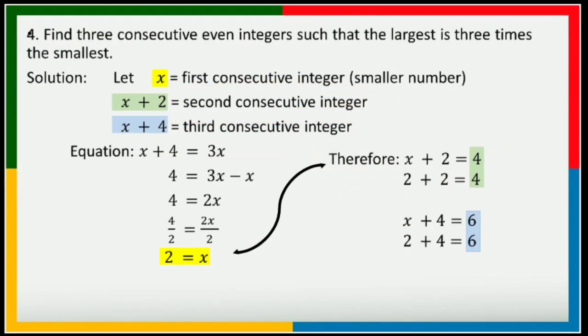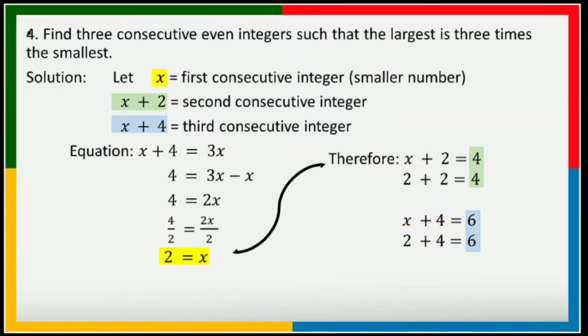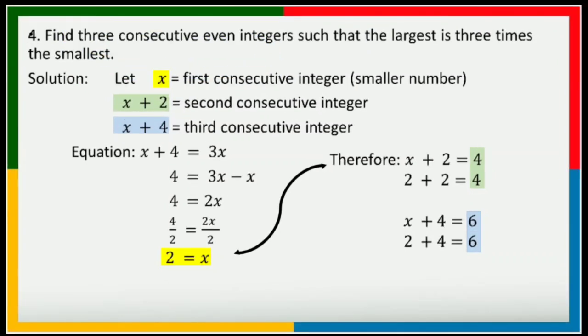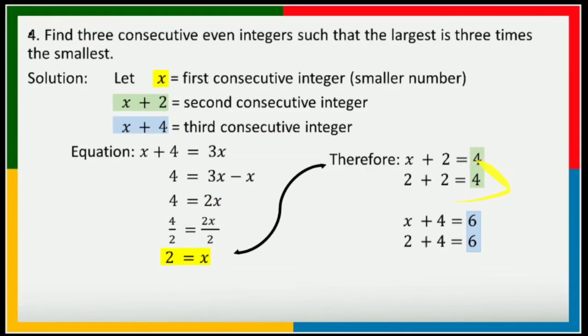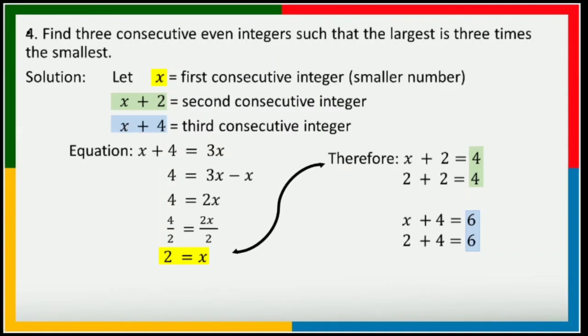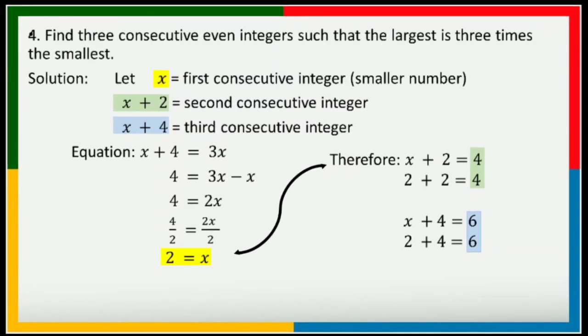Then the third integer, x plus 4, we have 2 plus 4, which is equal to 6. So as you can see, our 3 consecutive even integers are 2, 4, and 6.